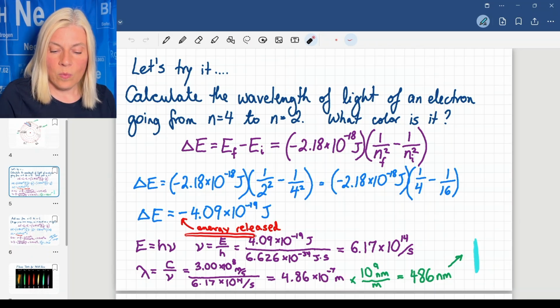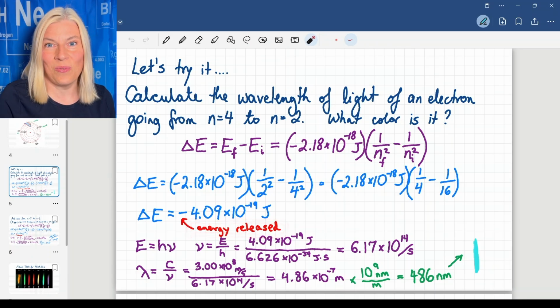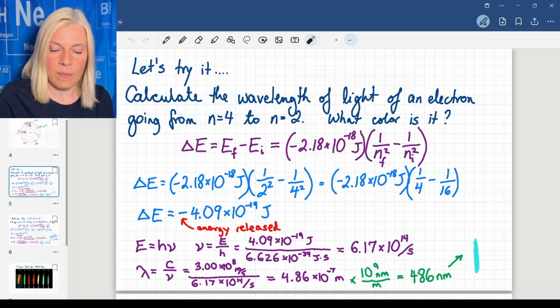Negative number, what does it tell you? That means energy is released. Yes, so energy is released when electrons are going from higher orbit to lower orbit. And the math tells us that.